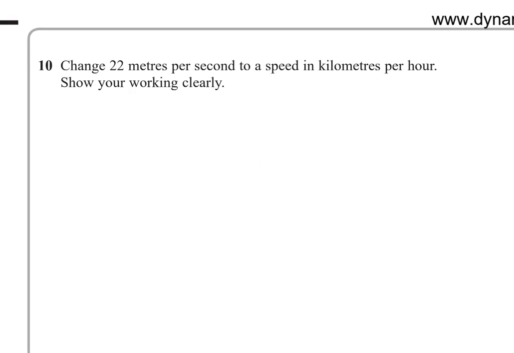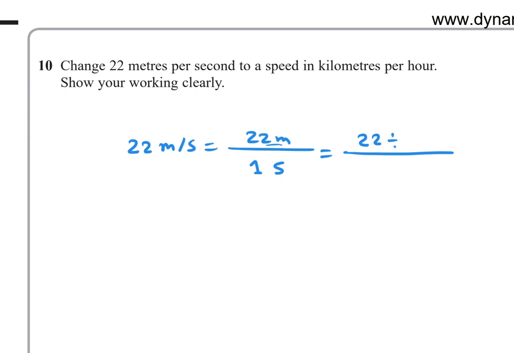Number 10, change 22 meters per second to a speed in kilometers per hour. Show your working clearly. So 22 meters per second, this means 22 meters in 1 second. To change meters to kilometers, divide by 1000, so the numerator will be 22 divided by 1000. Now to change 1 second to hours, divide by 60, divide by 60, so divide by 3600. So the denominator is 1 divided by 3600.